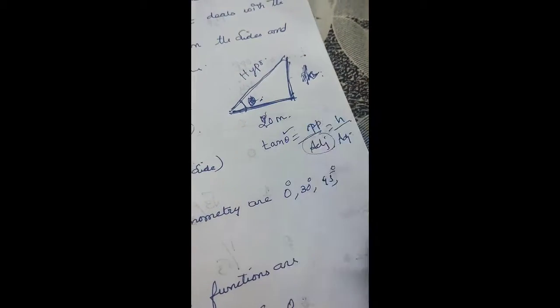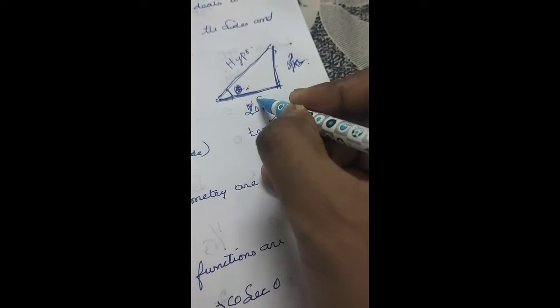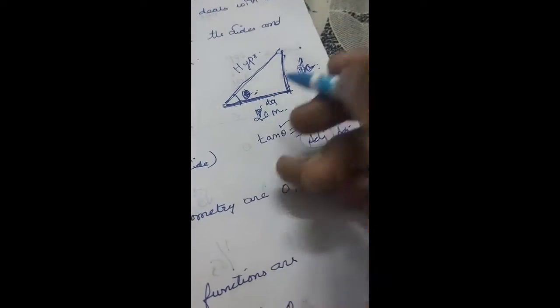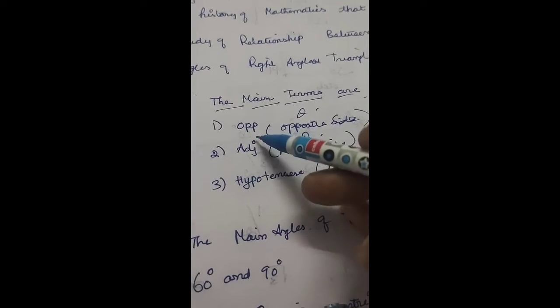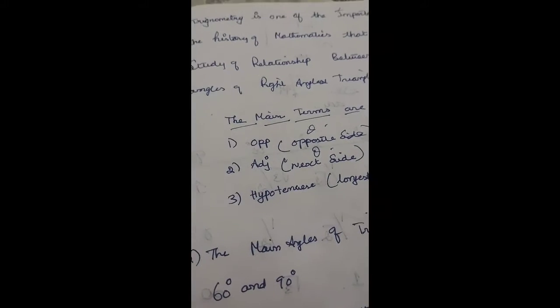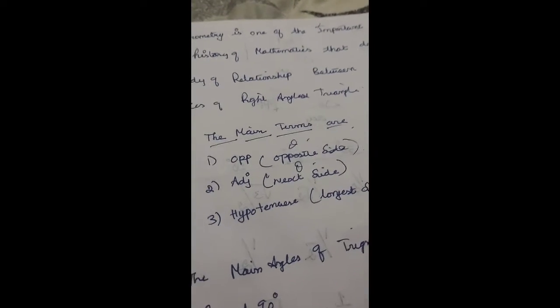The angle is here, theta. The nearby side, that is adjacent, is 20 meters. The opposite side is h. These are all the main terms we use: opposite, adjacent, hypotenuse. They are actually the key points of trigonometry.